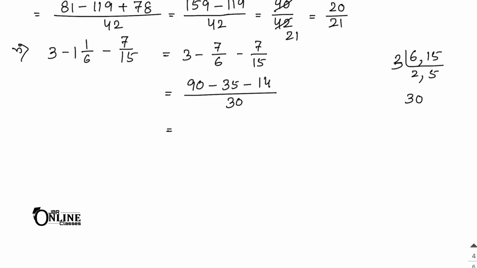So now here 90 and 35 and 14 as in negative, so 35 plus 14, it becomes 49. So 90 minus 49 by 30. So 90 minus 49, it becomes 41. So 41 by 30. That means 1 whole 11 by 30 as your final answer.